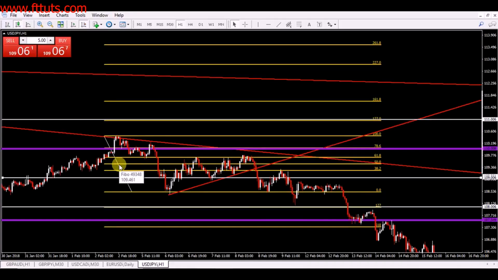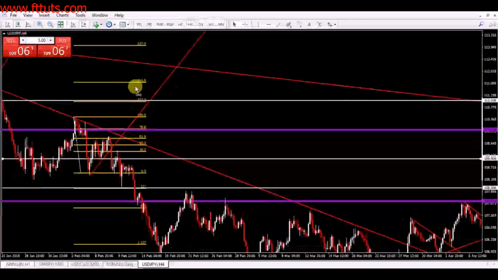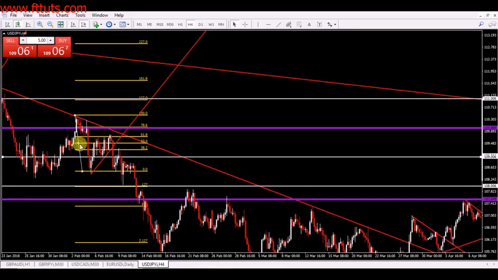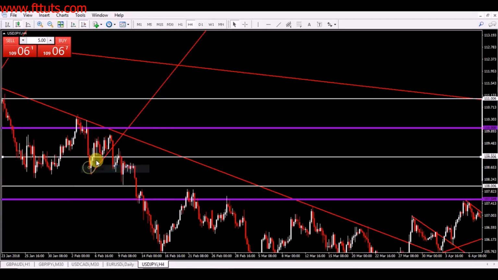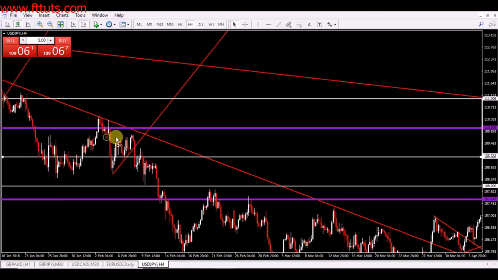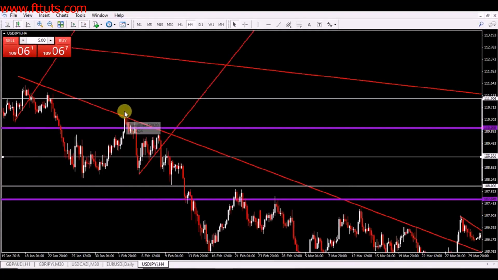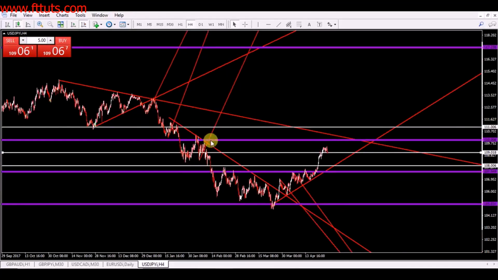And I've come to the point where I'm able to identify these areas without even using fibs. I could have eyeballed that and told you that that was a 61.8 retracement without even pulling out the Fibonacci tool. Trendline break, trendline break, trendline break, trendline break.